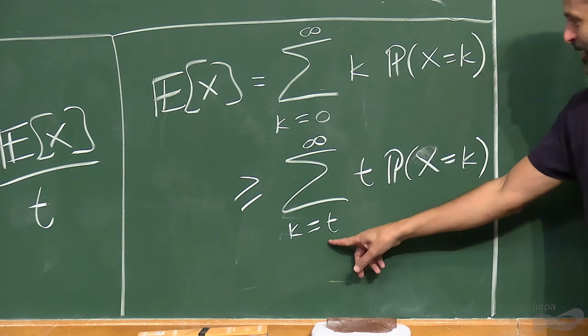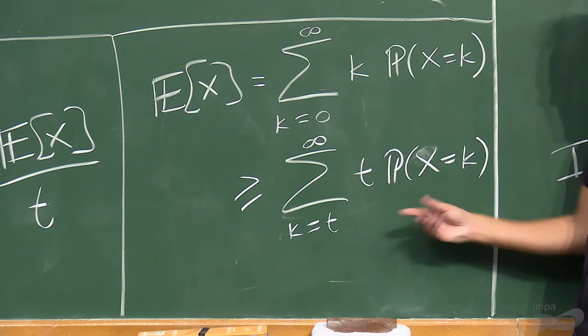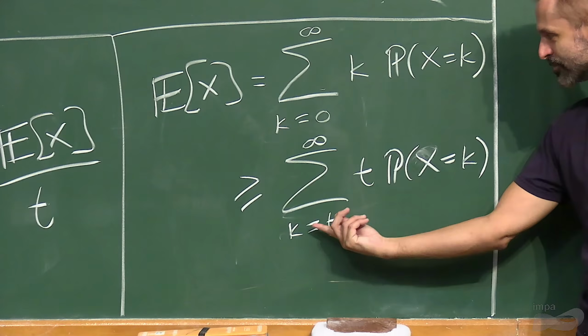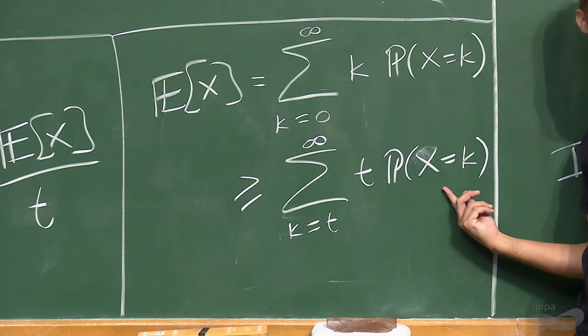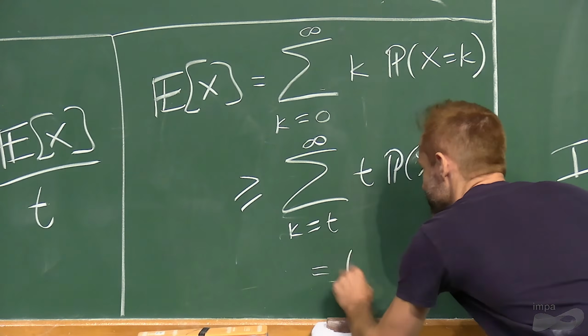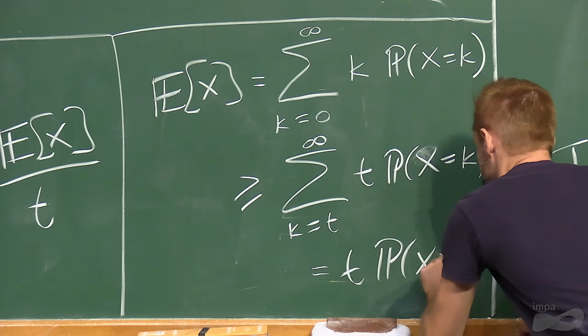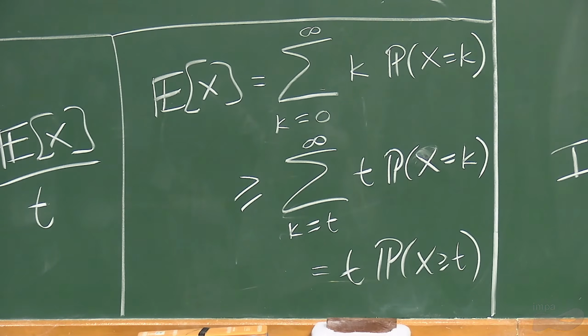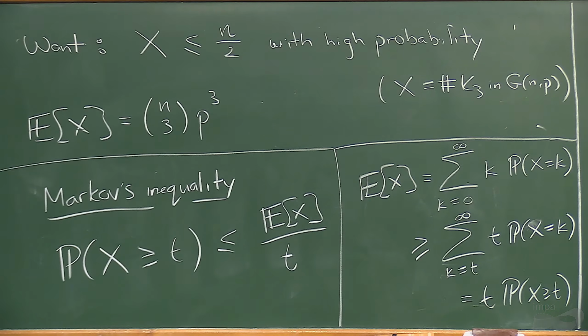Right? k is bigger than t, so this also got smaller. But now this is exactly t times the probability X is at least t. Right? Which is what we wanted. Everyone happy? You should be happy with how unbelievably simple this proof is, given how useful this inequality is.